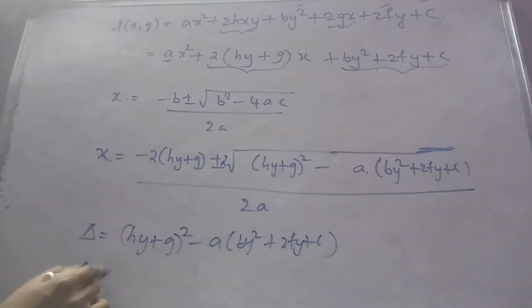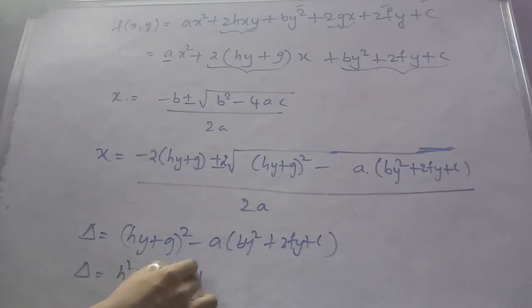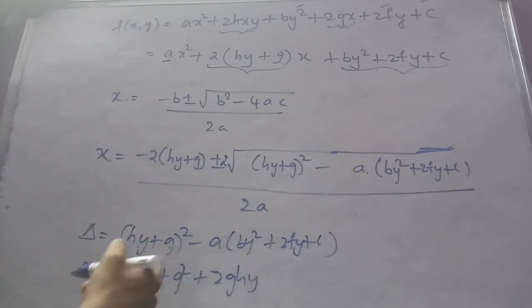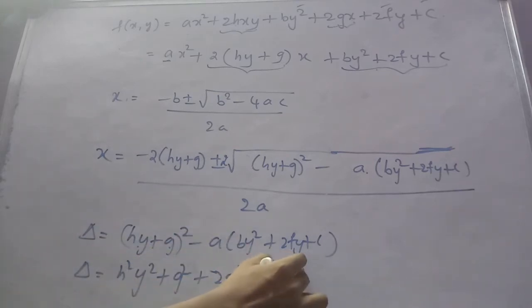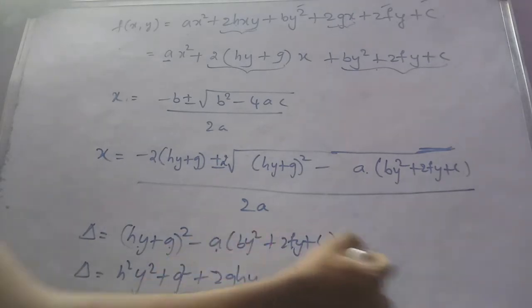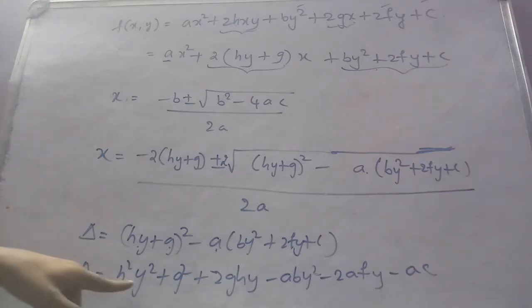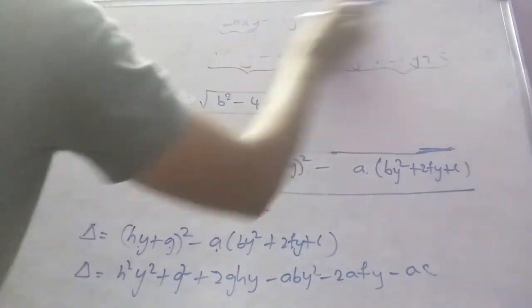So what is delta? If you expand, you will get h square y square plus g square plus 2 into this. That means 2ghy, and here minus aby square minus 2afy and then minus ac. So observe that our discriminant is again a quadratic equation in terms of y. The discriminant delta is a quadratic equation in terms of y.